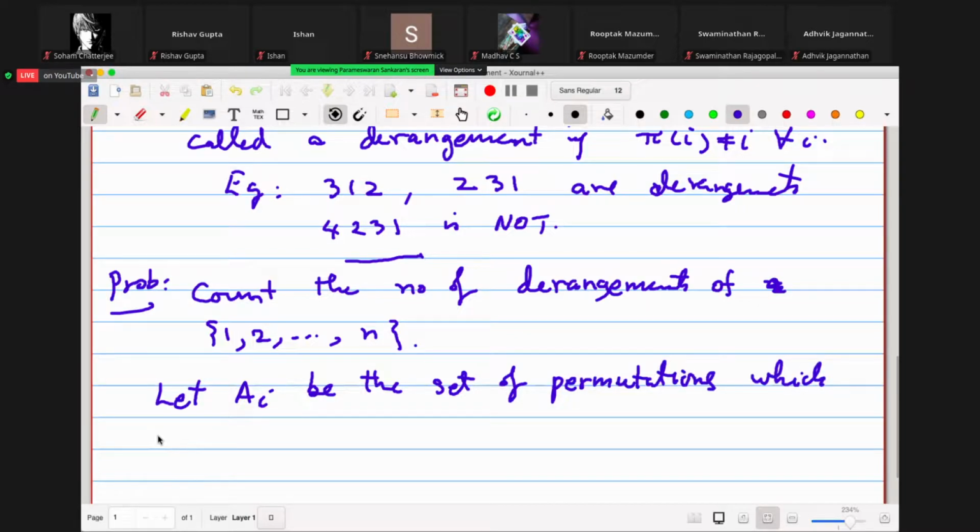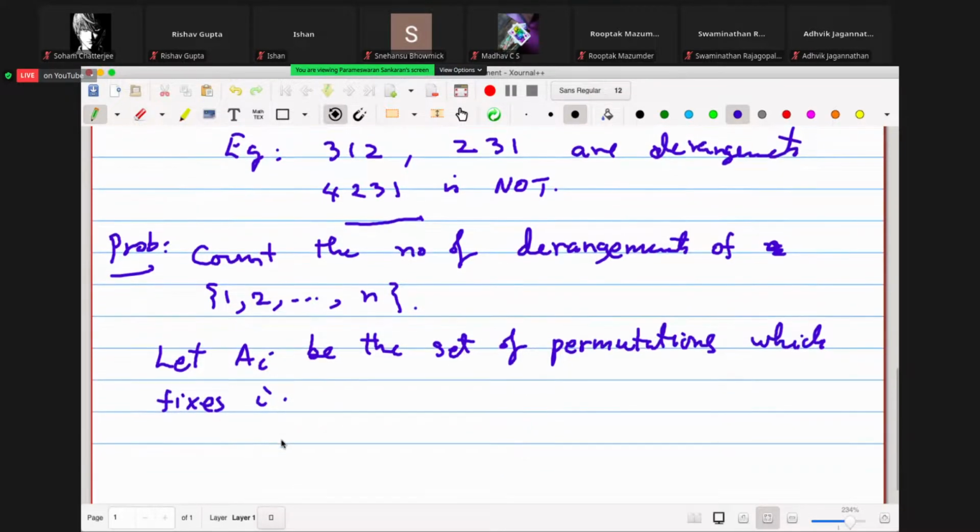Which fixes I. That is, which maps I to I, or I is in its place. So I matches with I. That's why this word matching is relevant here. Okay.